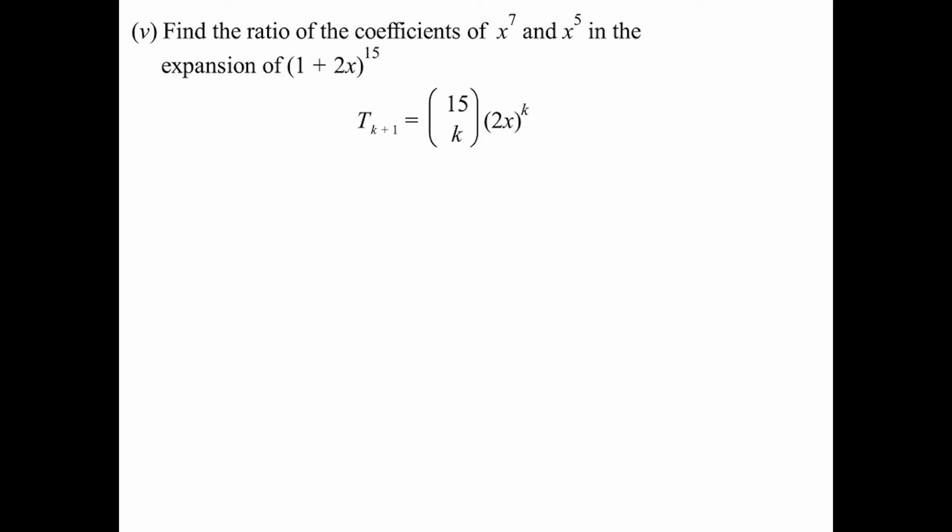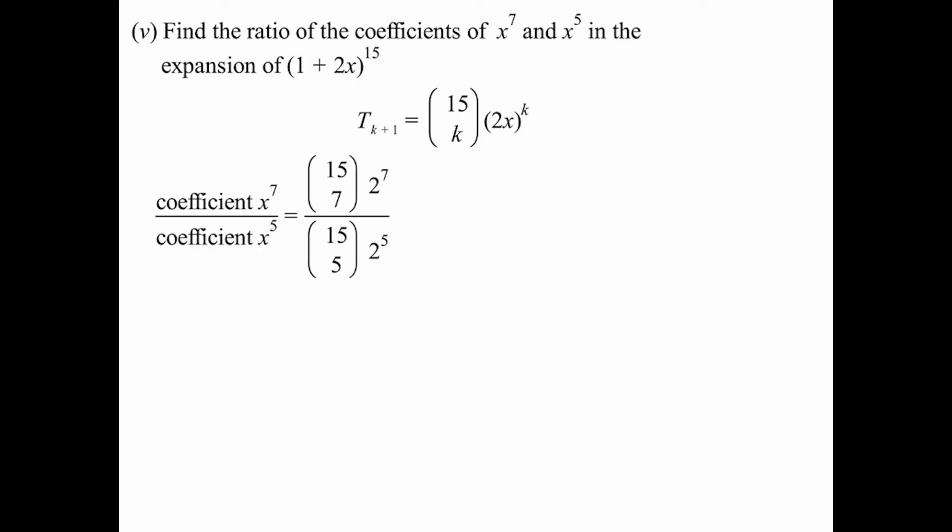So the ratio of the coefficient of x to the power of 7 to x to the power of 5. So x to the power of 7 will be 15c7 times 2 to the power of 7. x to the power of 5 will be 15c5, 2 to the power of 5. So I'm now going to go to factorial notation. 15 factorial on 7 factorial, 8 factorial. Dividing by, so I'll invert and multiply. 15 factorial on 5 factorial, 10 factorial. And the 2 to the power of 7 will cancel with the 2 to the power of 5, leaving me with 2 to the power of 2, which is 4.